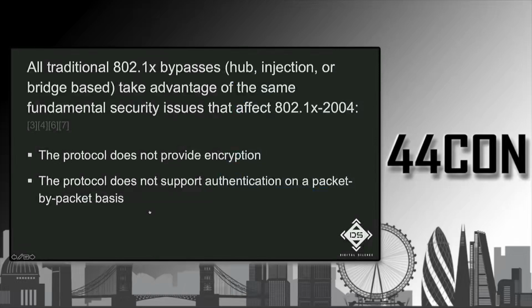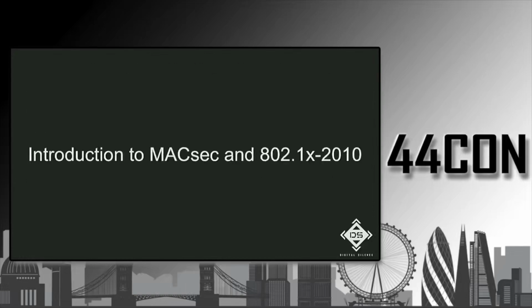All right, so all these traditional 802.1X bypasses, the hub-based one, the injection-based one, the bridge-based bypasses, they all take advantage of the same fundamental security issues that affect 802.1X-2004. And that is that the protocol does not provide encryption, and the protocol does not support authentication on a packet-by-packet basis. Which is kind of why 802.1X-2010 was developed.